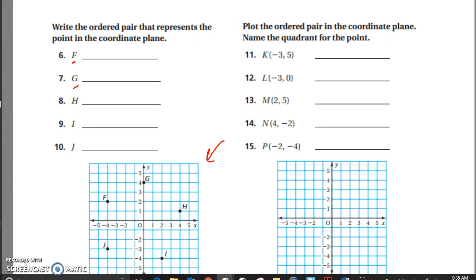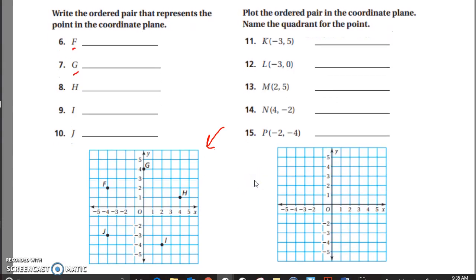So let me kind of move my screen a little bit. We're looking at point F, which is located right here. First, all of our points are x, then y. So we look how far over it goes on x. Well, it goes back 1, 2, 3, 4. So it goes to -4 and then up 1, 2. So the location is -4, 2.